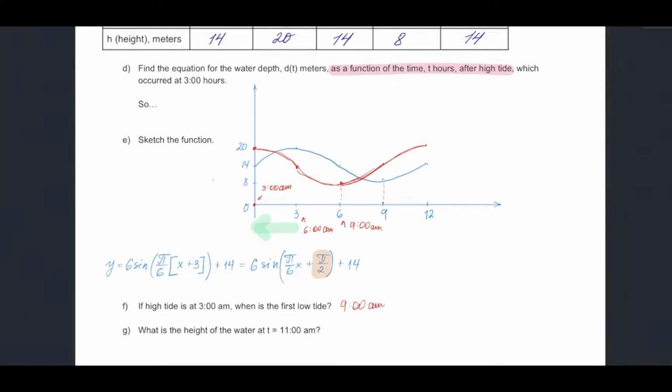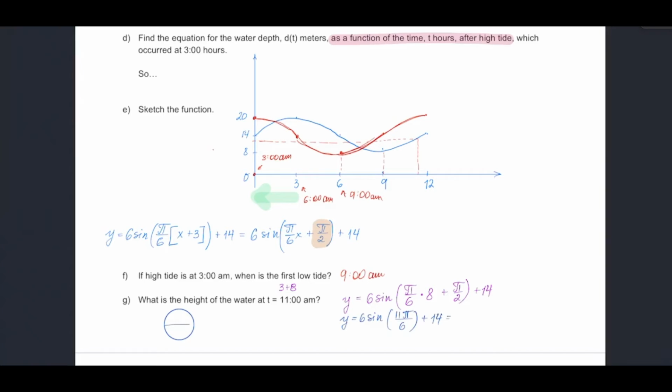What is the height of the water at t equals 11 a.m.? If I look at my old graph, 11 is somewhere right here, a little less than 14. It's hard to tell, so what we can do is plug into our equation. If we're using the new equation, y equals 6 sine of pi over 6 times 8, because that's 11 minus 3, plus pi over 2, plus 14. If we use the old equation, y equals 6 sine of 11 pi over 6 plus 14. And that is because x, they tell us, is 11 a.m. and I'm just straight plugging in 11. I'm going to solve this first because it's easier.